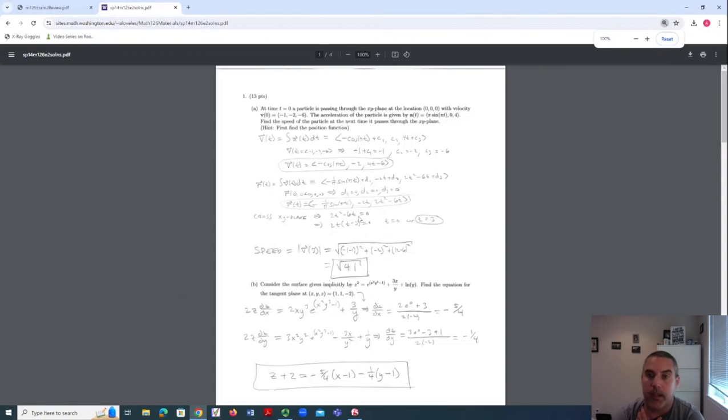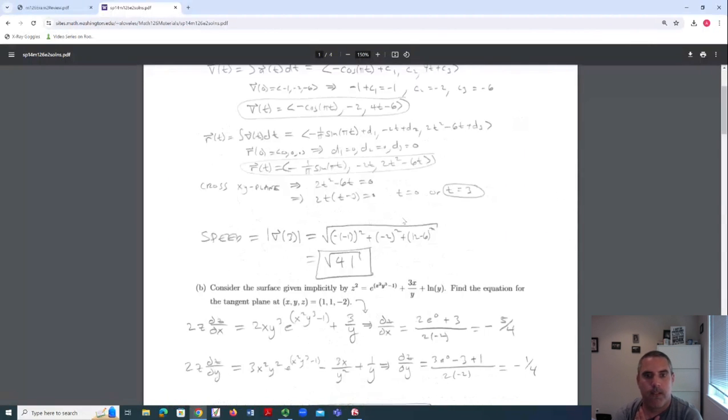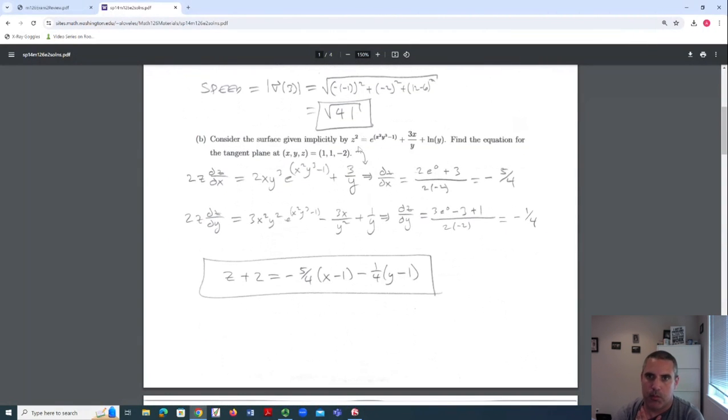I'll go a little further back. Again, ignore the 13.4 question. Okay, we have implicit differentiation. We're going to just take the derivative. Understand that z is a variable and x is a variable.